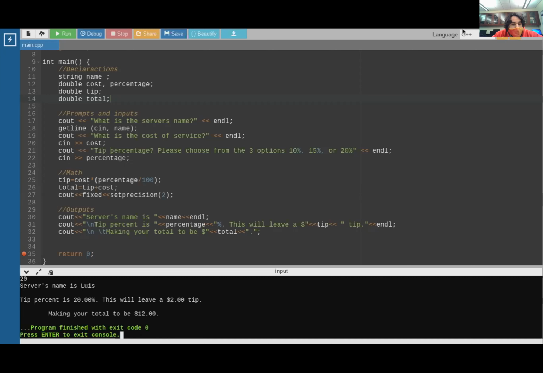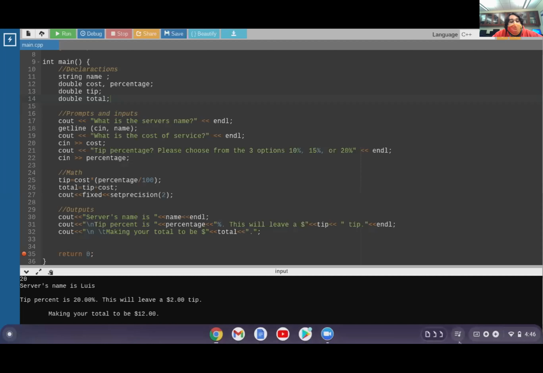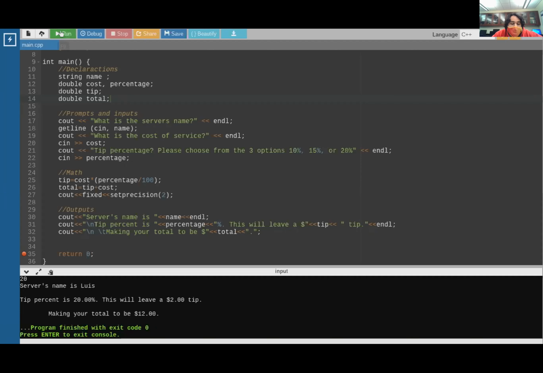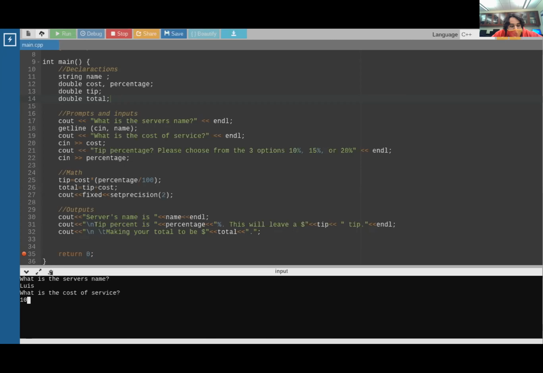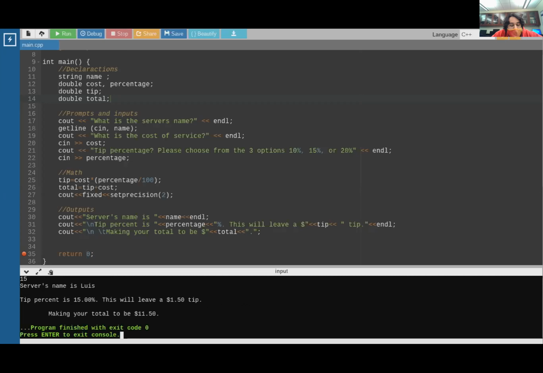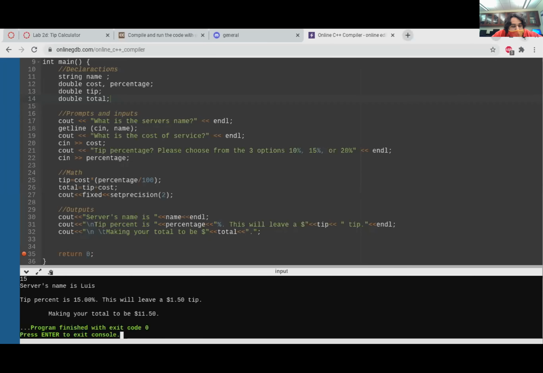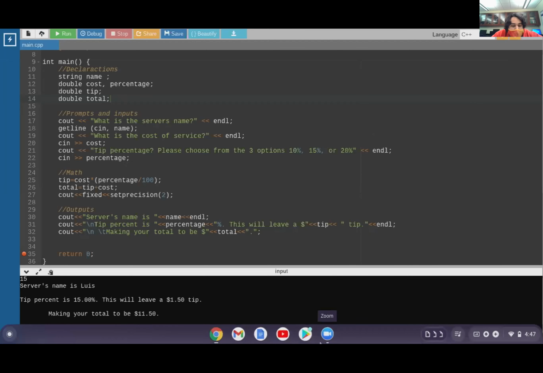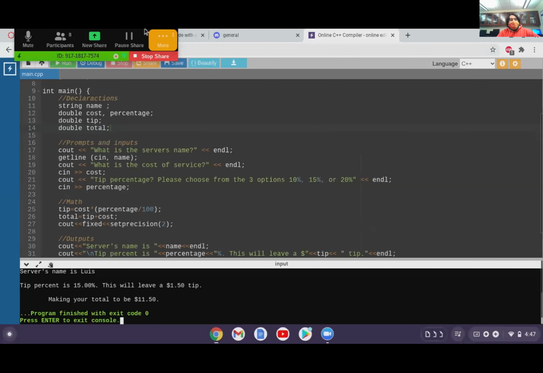Okay. Well, let's try 15% as well. Let's just try that since that's our last option, right? Yeah. Yeah, that looks good. The output looks good. Okay. Let me double check. Yeah, that looks great. Yeah, it looks like you got that one good.